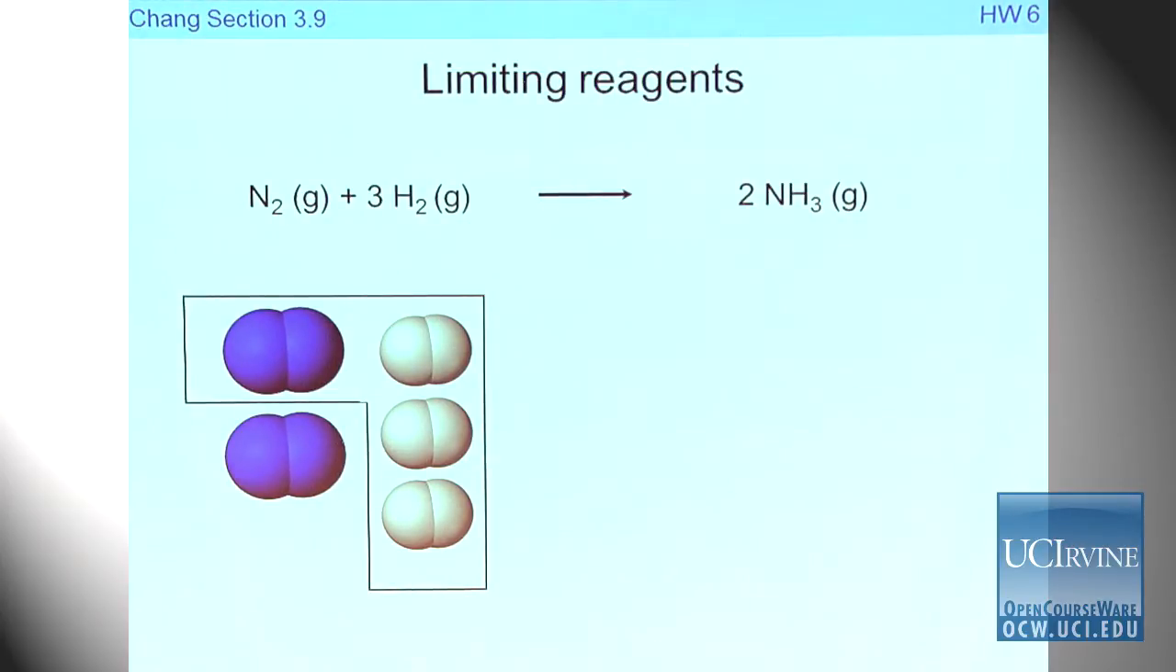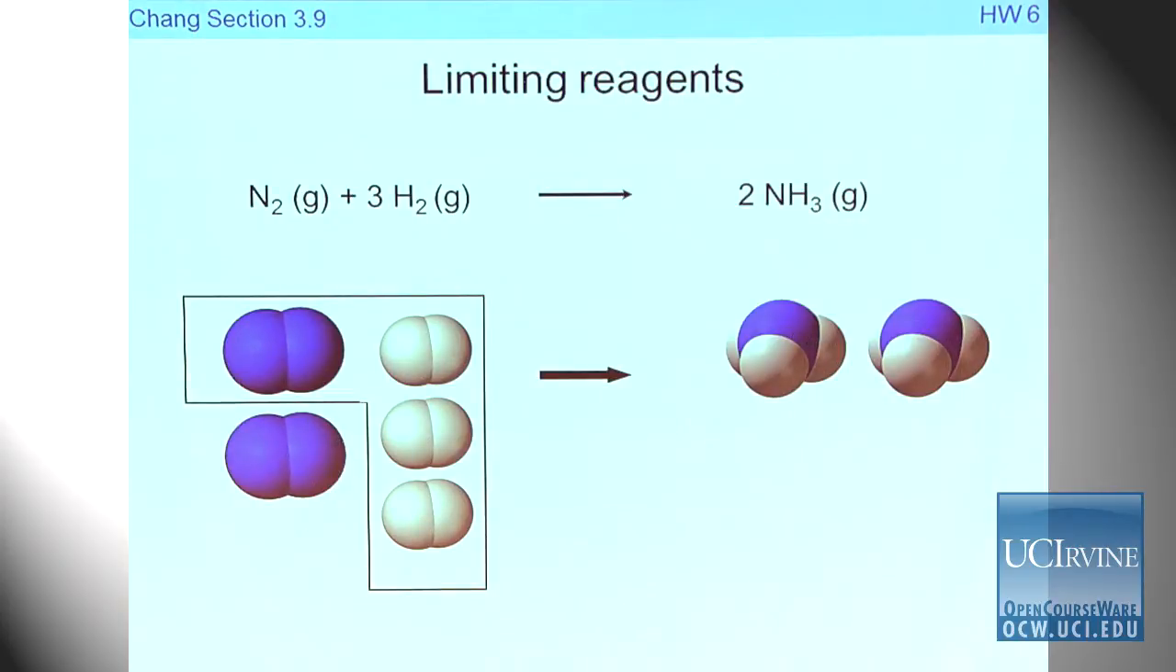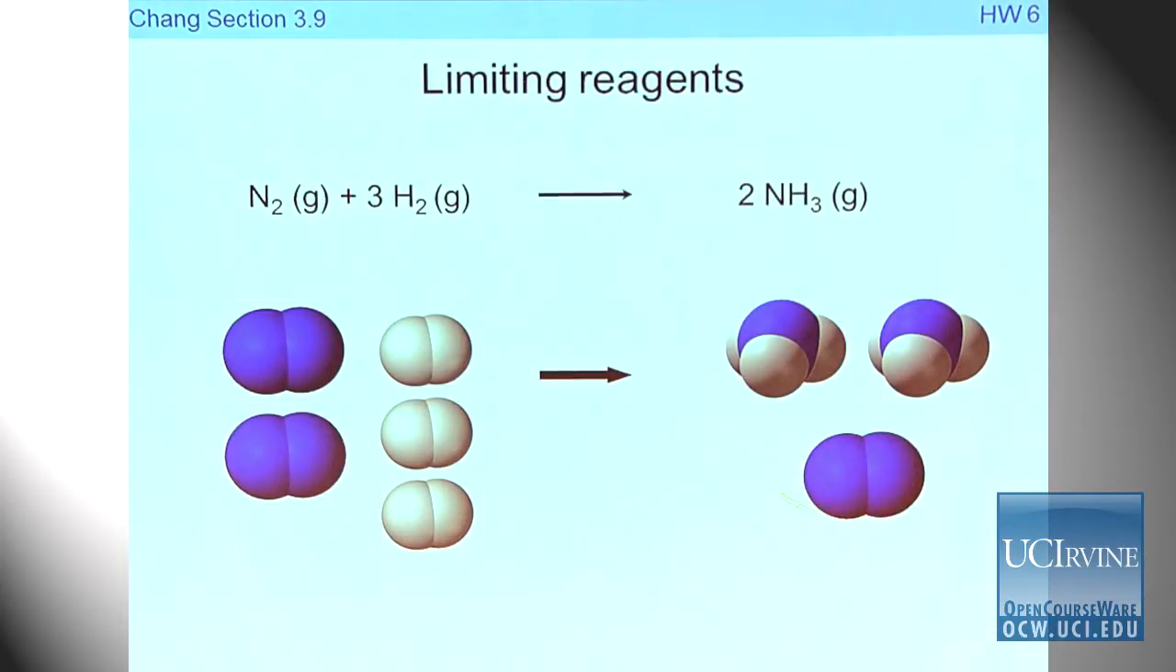Okay? So what I can do is I can take all 6 hydrogens, combine them with 2 nitrogen atoms, then I can make these 2 guys. Right? 1, 2, 3, 1, 2, 3, that's 6. 6 here, 1, 2 blue guys here. So, in other words, I have completed my reaction. I have 1 left. That is apparently the one that's in excess.